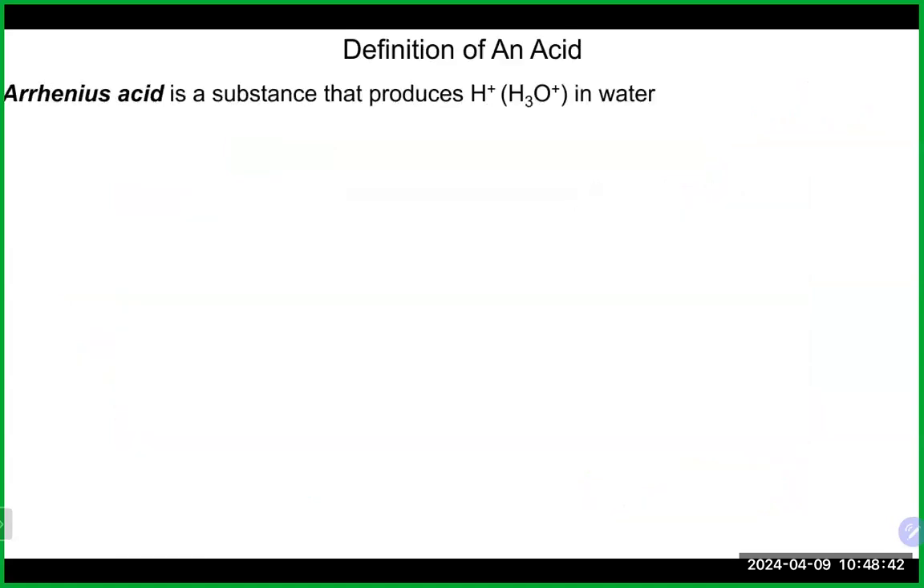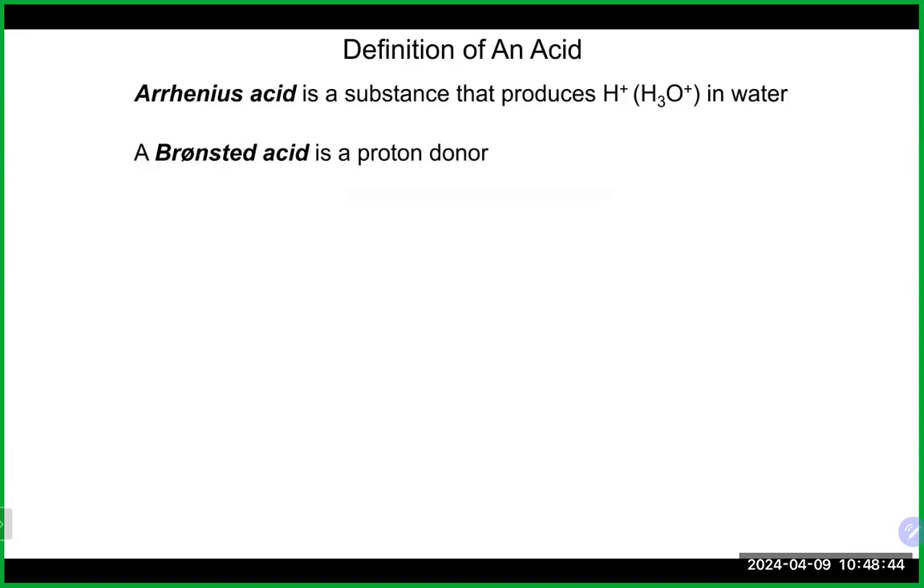Now, up to this point, we talked about a couple of definitions of acids and bases. We have the Arrhenius definition, which is something that produces H+. We have the Bronsted-Lowry definition, which is a proton donor. So, of course, we want our good friend Lewis, who has a definition of an acid and base. And when we think about Lewis, we think about Lewis structures.